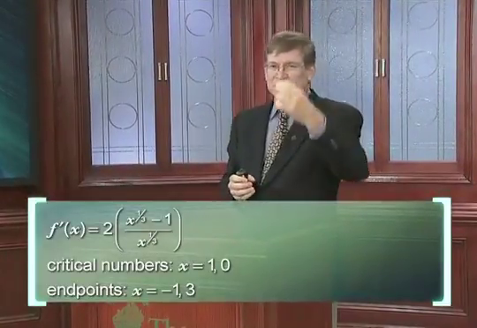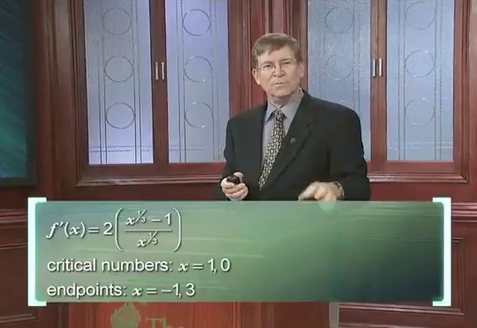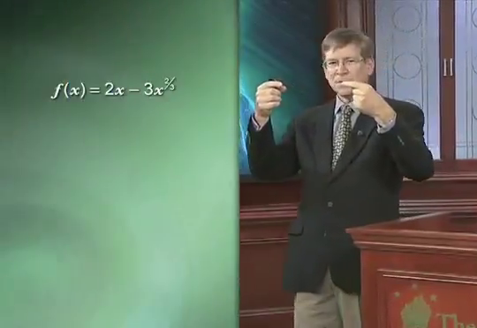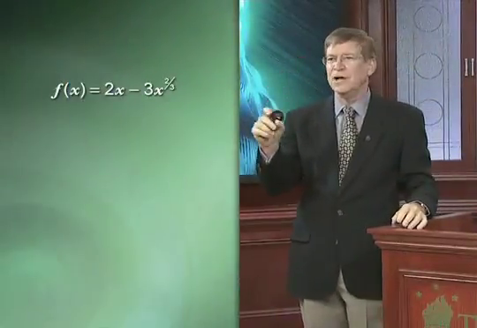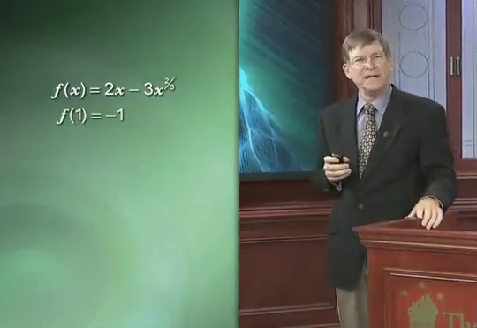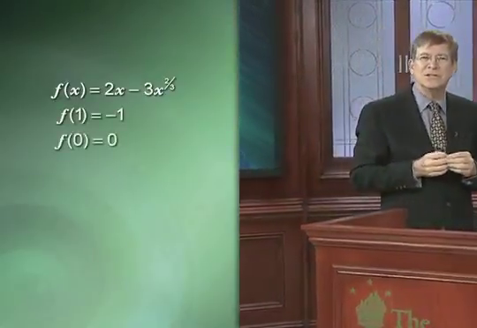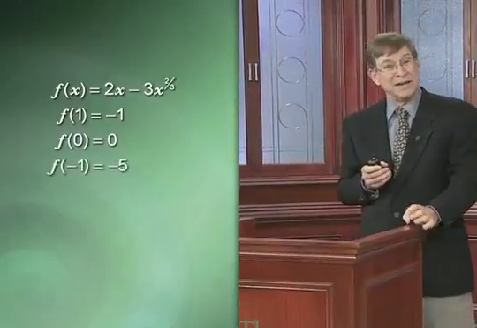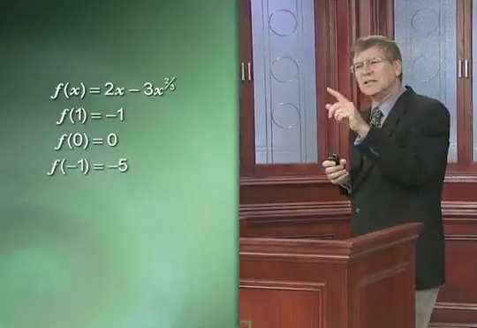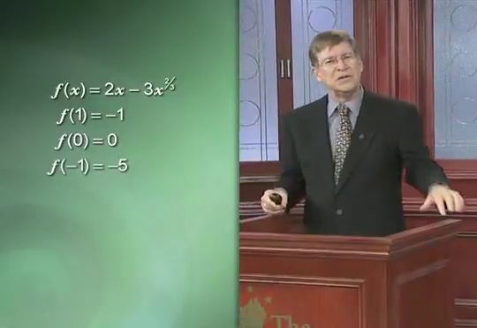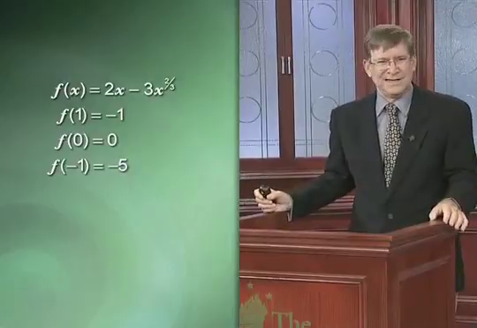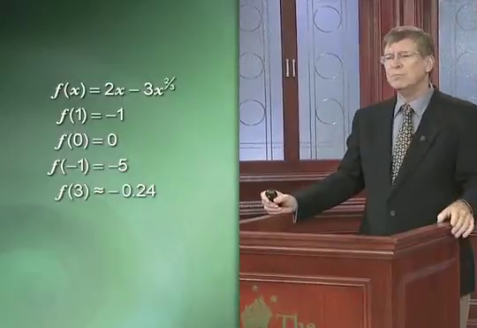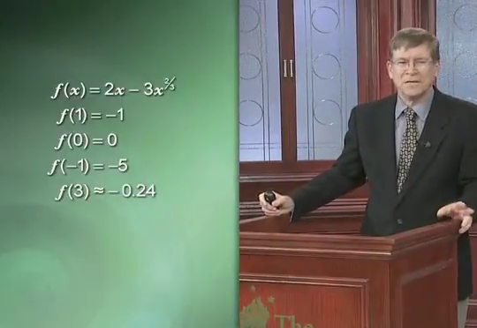One of them or more will be the absolute maximum, and one will be the absolute minimum. So all you have to do is go back to the original function and plug in these 4 numbers. For example, f of 1 is -1. f of 0 is 0. f of -1, if you plug that into the equation, turns out to be -5. f of 3 is a little awkward because you have to take 3 to the 2/3 power. That requires a calculator. And you get that f of 3 is approximately -0.24. Trust me on that.